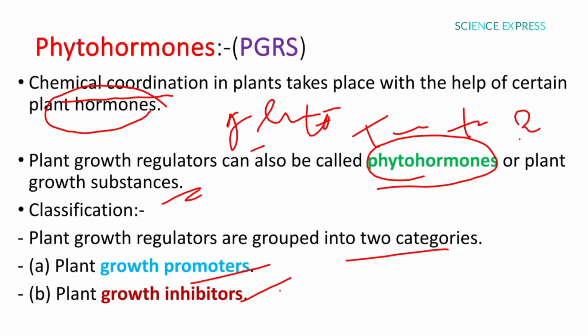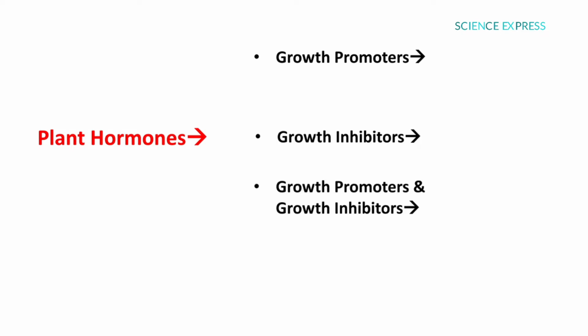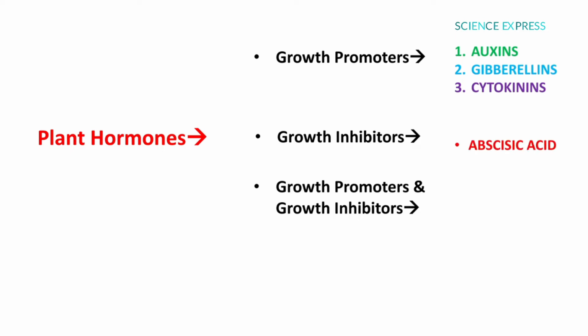Now start plant hormone classification: growth promoters, growth inhibitors, and those that function as both growth promoter and inhibitor. The hormones included in the growth promoters are auxin, gibberellin and cytokinin. These three are the growth promoter hormones, and the other is the growth inhibitor, abscisic acid or ABA. Ethylene functions as both growth promoter and inhibitor.